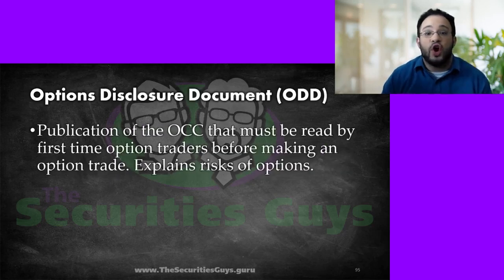They publish the ODD, the Options Disclosure Document. That is a publication of the OCC that must be read by all first-time options traders. Options have significant risks. They need significant disclosures. All new traders must sign this.